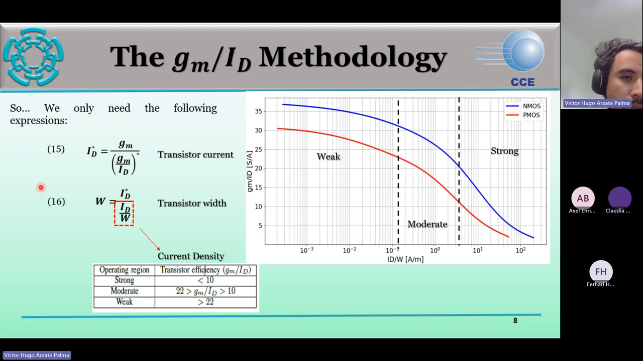So with this methodology, we only need the following expressions: the transistor current and the transistor width. These curves provide information on the transistor operation, like the weak, moderate, and strong inversion regions. In this table, we can see the range of these regions.